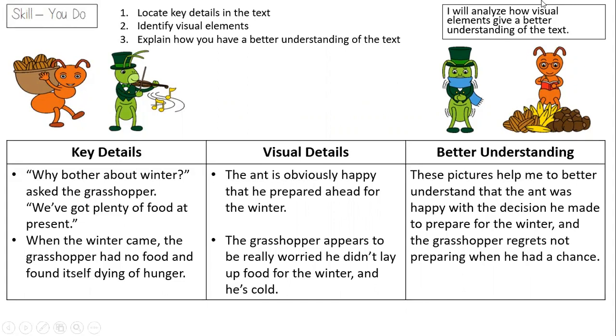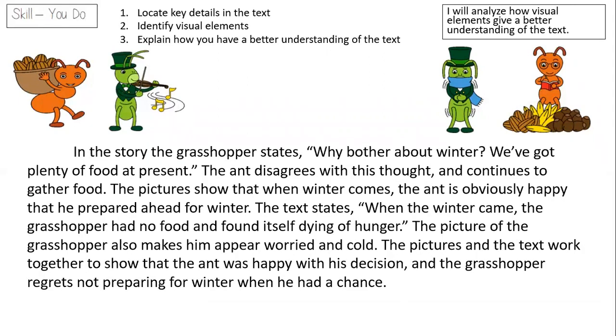Because in this picture, while the ant was preparing and getting his food, the grasshopper was just going on with what he was doing. But then when winter came, the ant had food and the grasshopper had nothing. So to get a better understanding, these pictures help me to better understand that the ant was happy with the decision he made to prepare for the winter, and the grasshopper regrets not preparing when he had the chance.